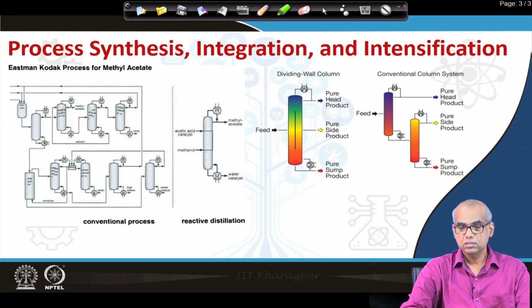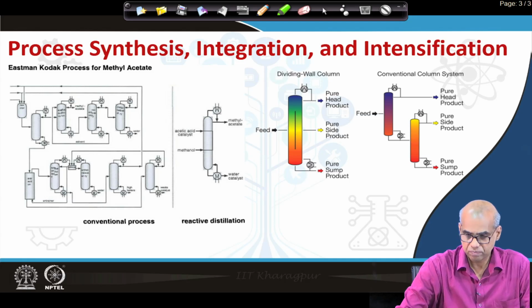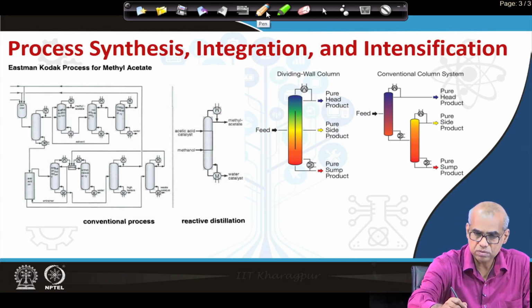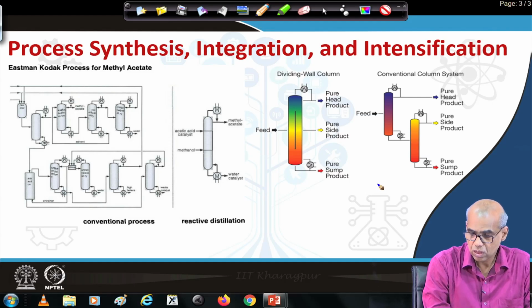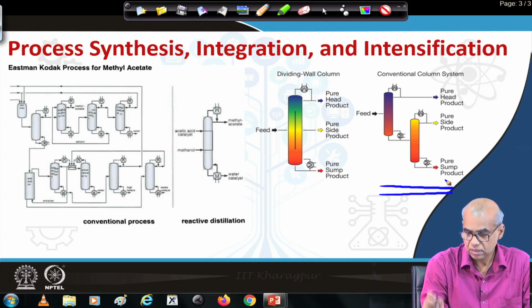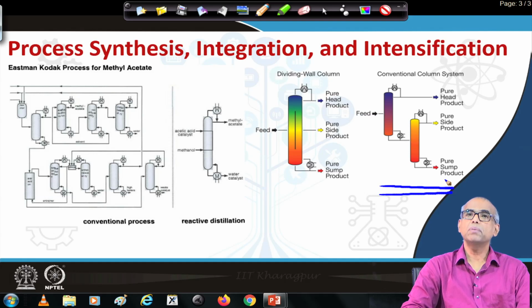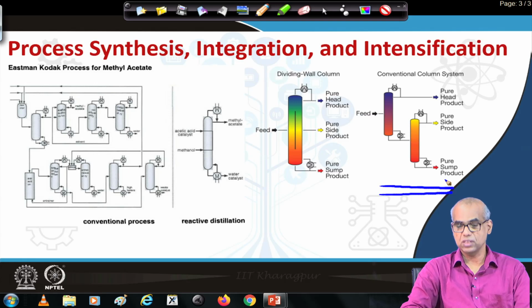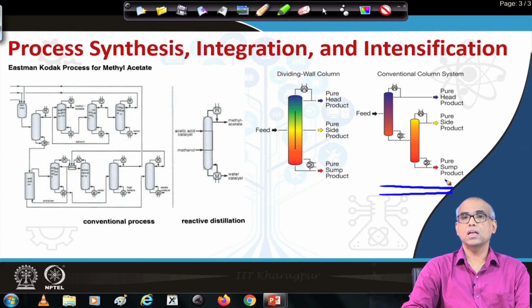Same holds true for dividing column or dividing wall column distillation unit. Suppose we are separating a 3-component mixture A, B, C. So, you have to separate components A, B and C. In conventional column, you require 2 distillation columns to separate A, B and C.